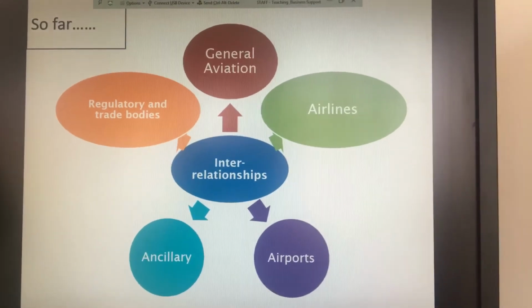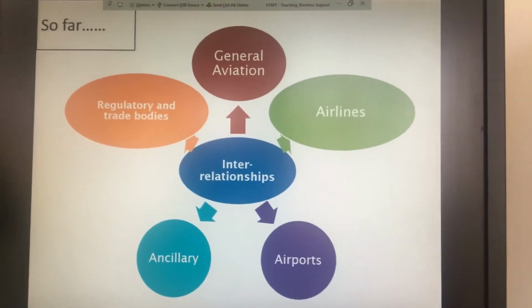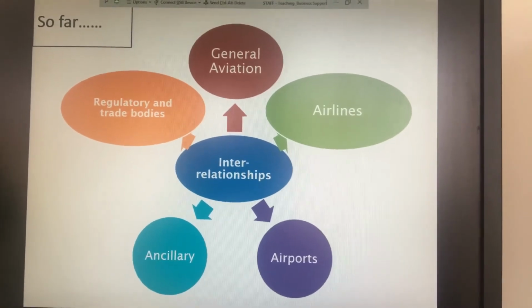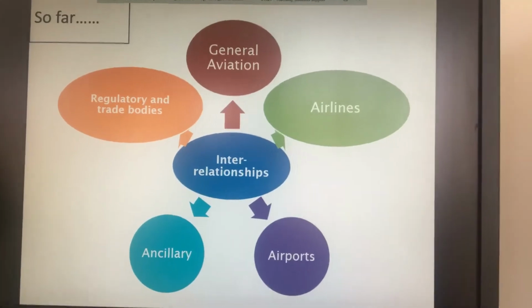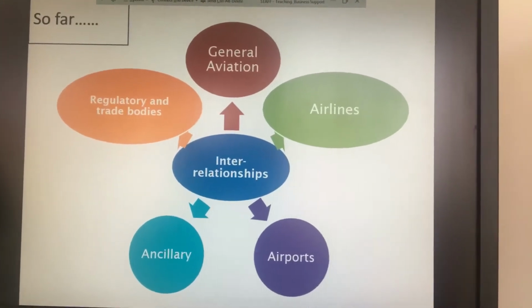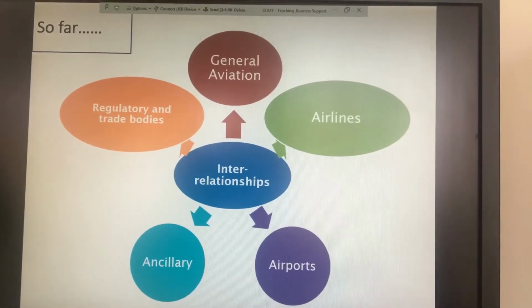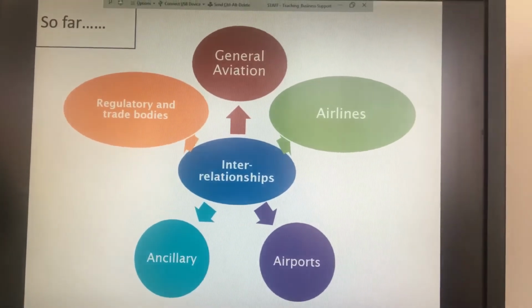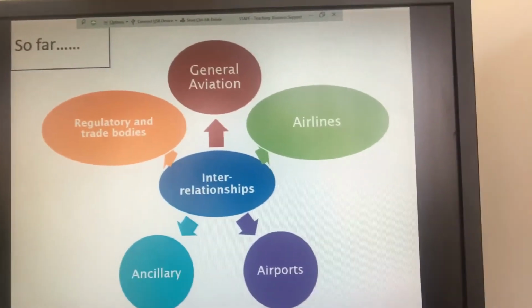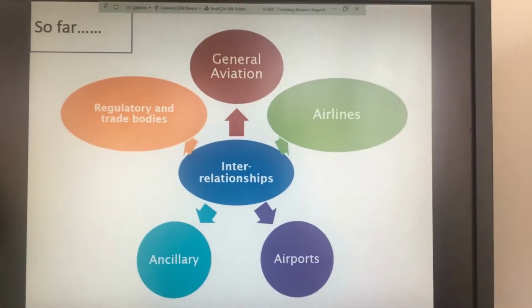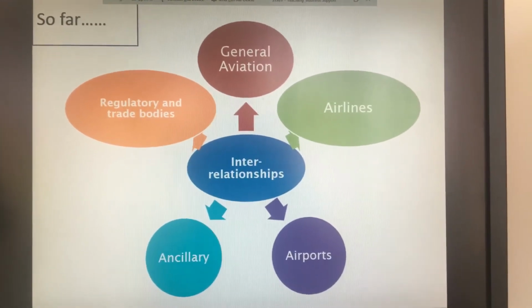The purpose of this unit and the first assignment is to actually show how all of these different types or levels of organisations work together. So for example, you're going to be able to talk about how general aviation organisations work with regulatory and trade bodies. And again, you've already done some of that. For example, you talked about that in your PowerPoint assignment. Right at the end, you talked about the trade bodies involved in general aviation.